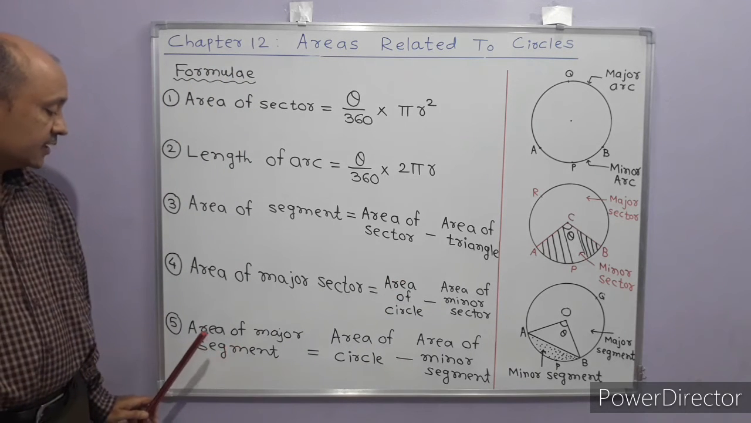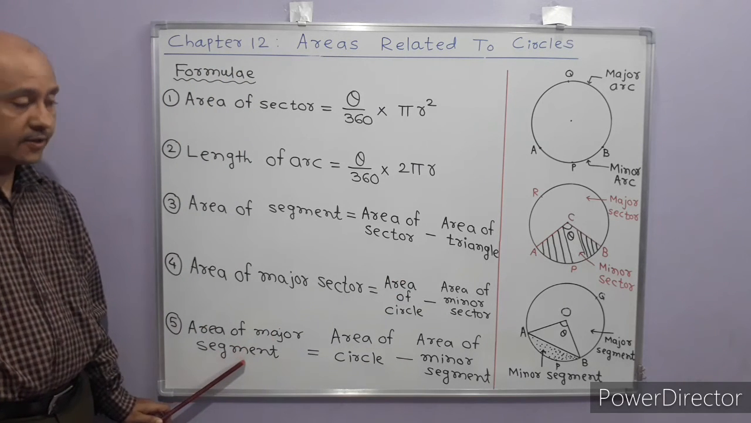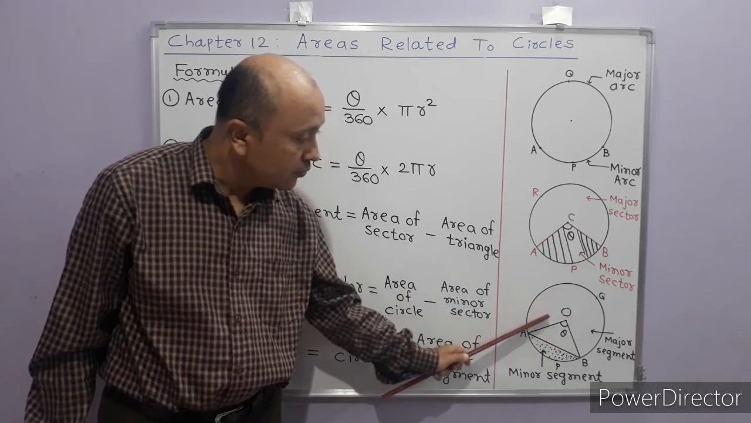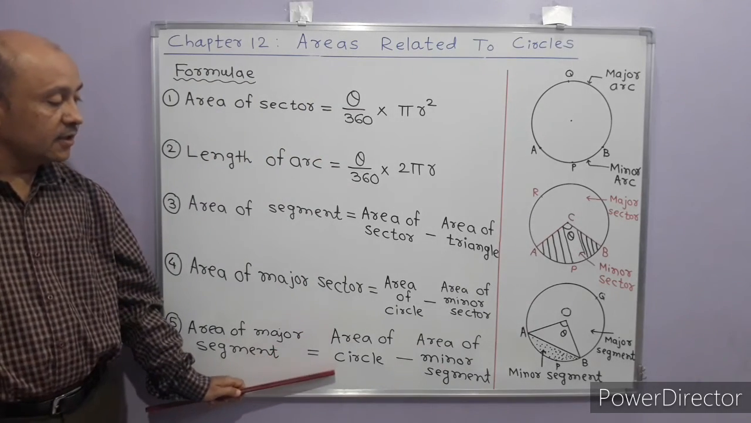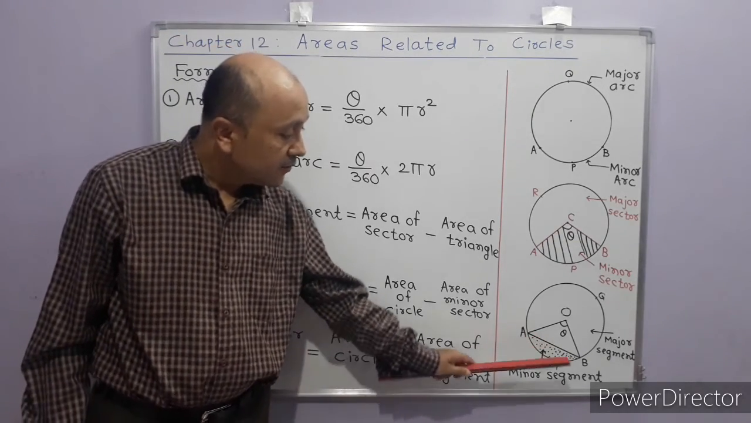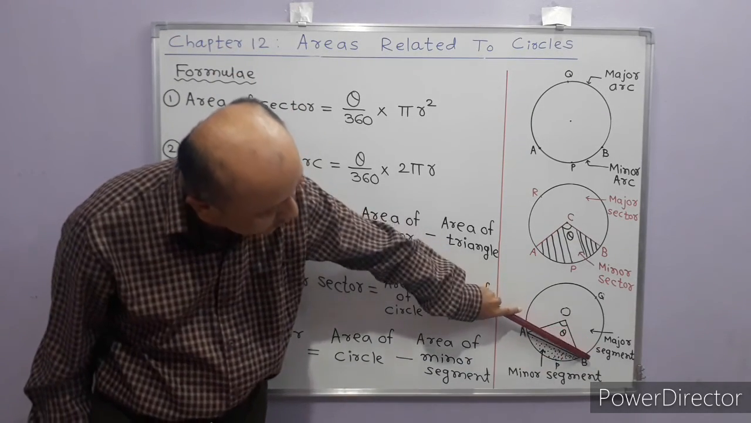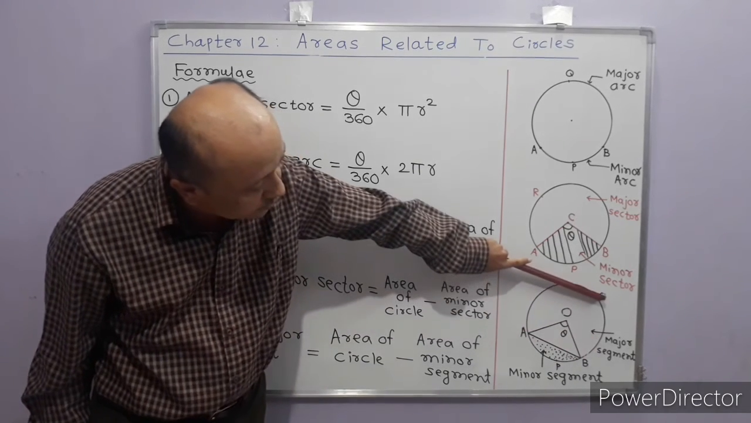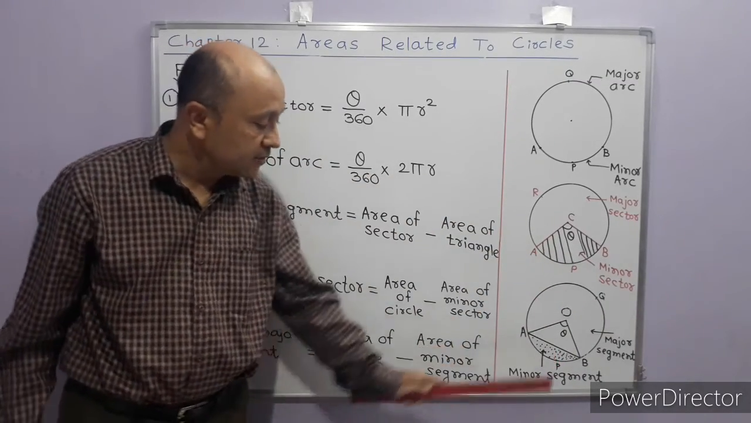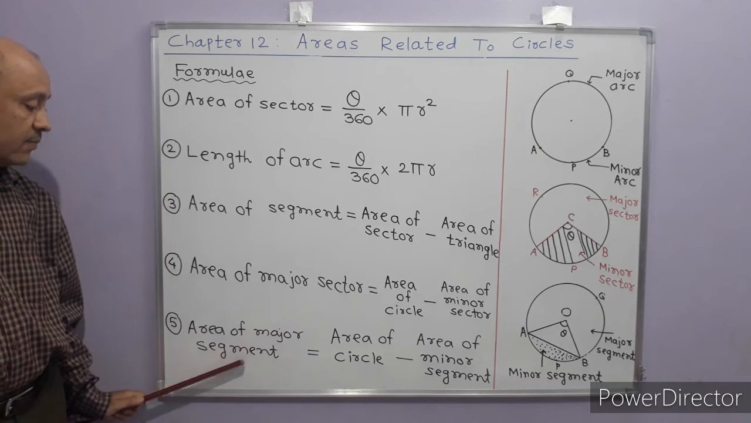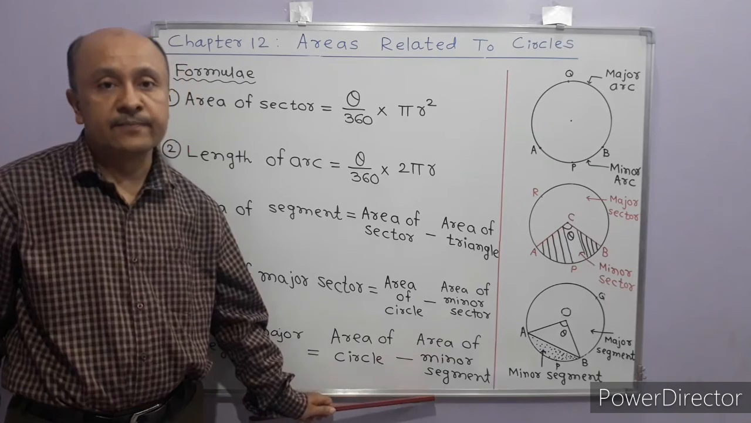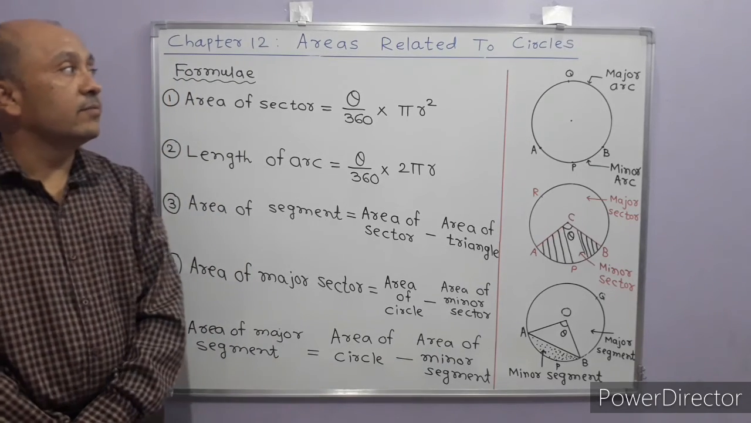And the last formula from this lesson is area of major segment. Area of major segment means what? This total part. How to calculate this? That is area of circle minus area of minor segment. By using common sense, you can see from this part, if you remove AB from this, we'll get the total part. So area of this is the area of the whole circle minus area of this. Once again, area of major segment is equal to area of circle minus area of minor segment. These are formulae, students, you have to remember.